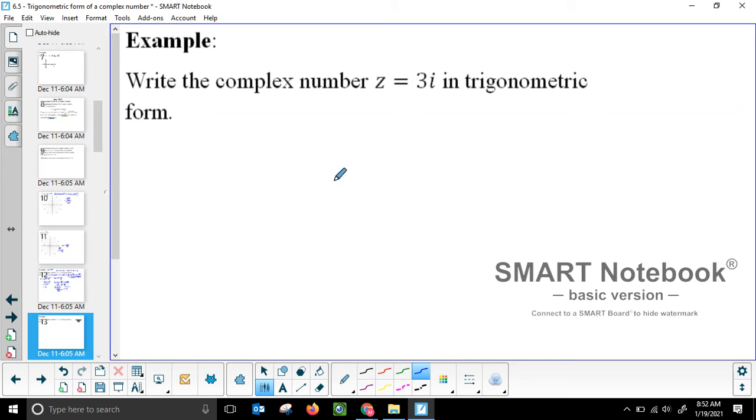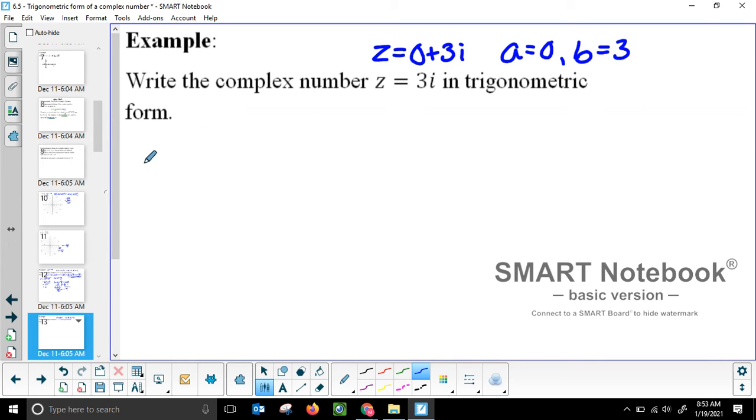Okay, let's try this again. Again, when watching this video, I would highly recommend pausing it, trying to work it out on your own, and then watching to see if you did it correctly. We're doing the same things here. Since there's no real part, this is 0 plus 3i, which means a is equal to 0 and b is equal to 3.